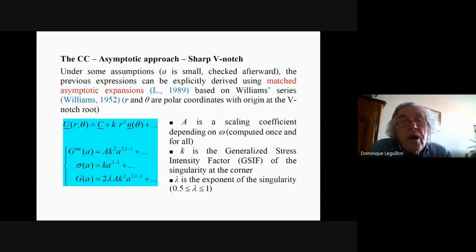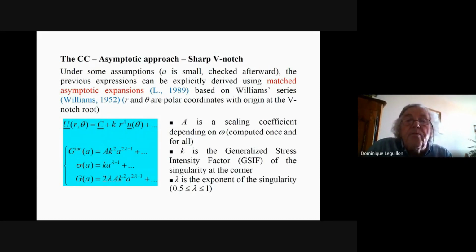Okay, so there is another approach, which is not the one based on finite elements. It uses more mathematical tools, what are called matched asymptotic expansions. I will not discuss this approach because it is at least a one-day course to explain how it works, but I will give you the results.